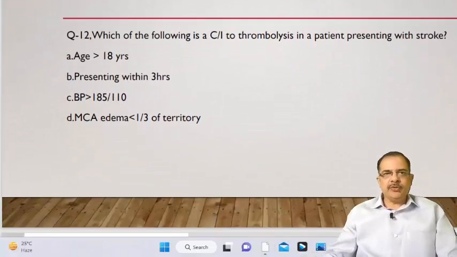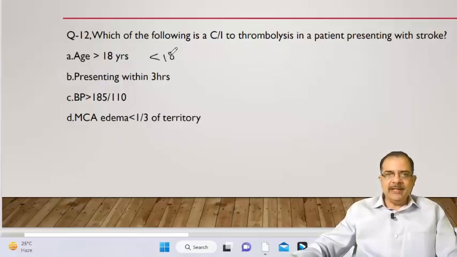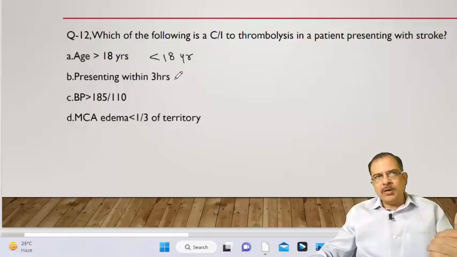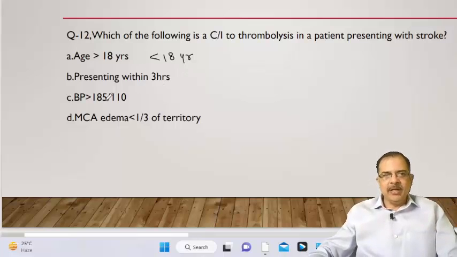Now a stat question: which of the following is a contraindication to thrombolytic therapy in a patient presenting with stroke? Age more than 18 years? No, it should be less than 18 years, that is a contraindication. Presented within 3 hours, yes, the patient can be given up to 4.5 hours. BP more than 185/110, no, that is a contraindication. MCA edema less than 1/3 of the territory can be given. If it was more than 1/3 of the MCA territory, then it will be a contraindication.